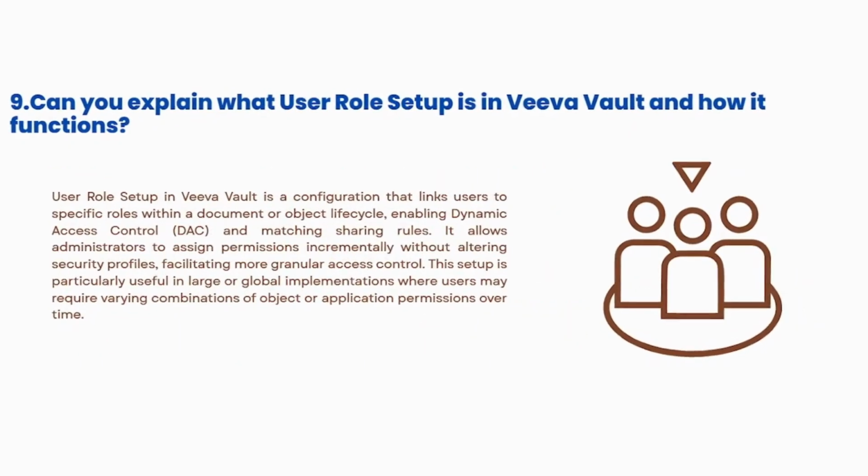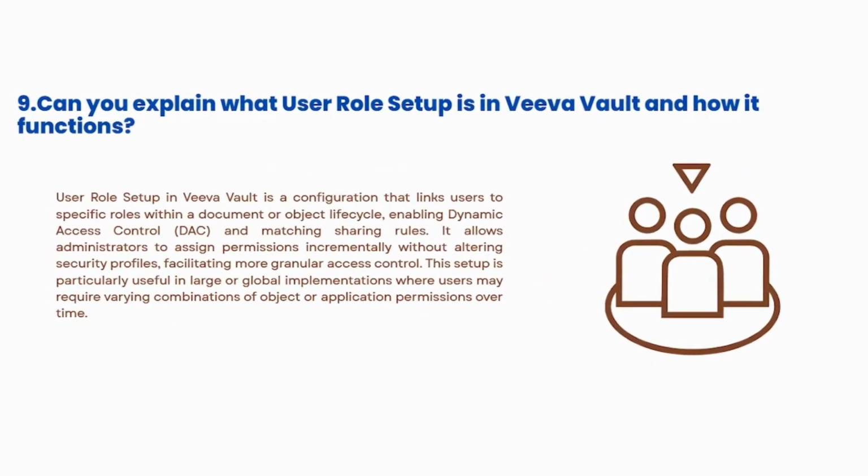Now question number 9, can you explain what user role setup is in Veeva Vault and how it functions? Basically, user role setup comes in when you give a permission for a specific role for a specific lifecycle, within a document or object lifecycle, through dynamic access control, and that depends on the sharing rule. The sharing rule could be a matching sharing rule, or it could be a custom sharing rule. You need to explain to the interviewer how that user role setup is configured with the application role.